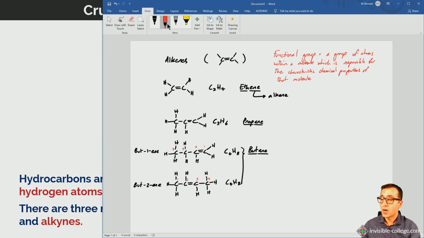These two are referred to as isomers of butene. Now, the term isomer in organic chemistry means compounds with the same molecular formula. As you can see here, they're both C4H8. And different structural formulae.